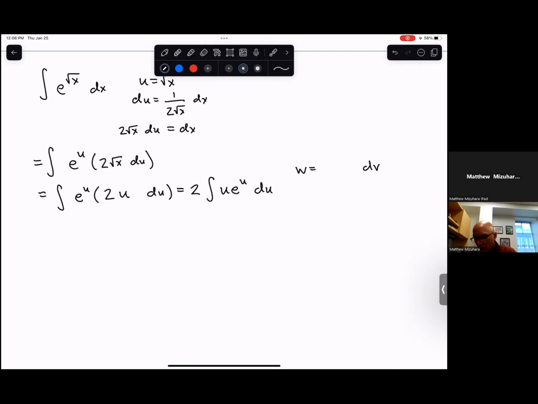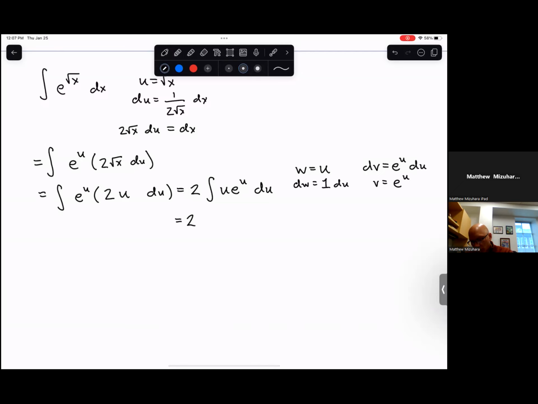Well, my typical choice is to let w be the thing which will become simpler when I differentiate, and in this case, u. When I differentiate u, it'll become 1, and so that's simpler. So I'll let w be u, and dv be everything else. So e to the u du. Okay, so I need to calculate my dw. Well, that's going to be 1 du. I need to calculate my v. Well, that's the antiderivative of my e to the u function, which is just e to the u. Okay, no problems.